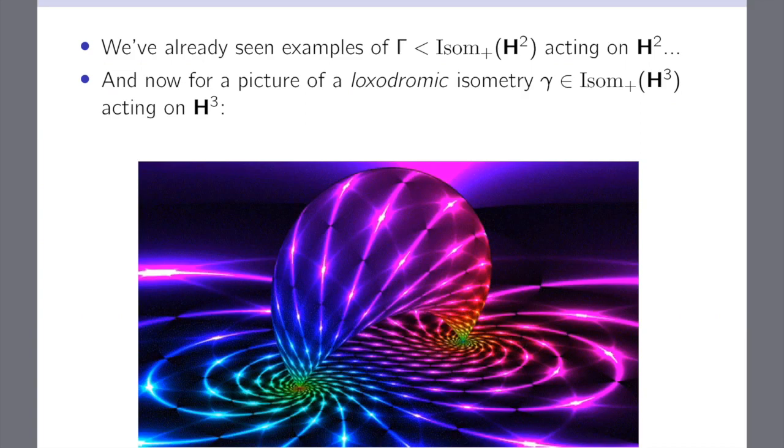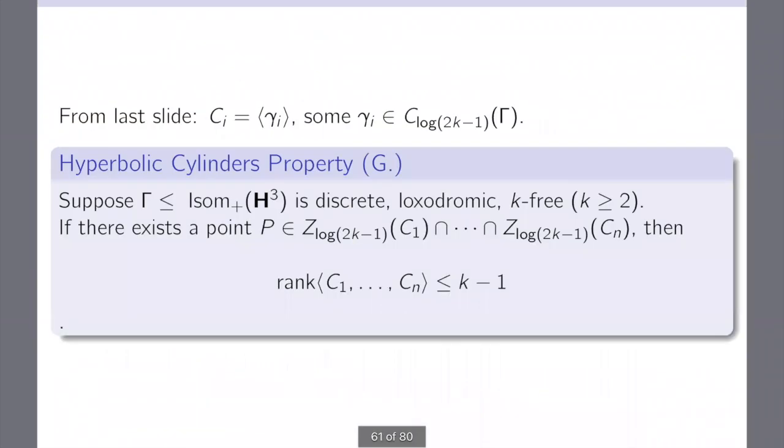But no matter how many of them I have that have non-empty intersection, what's true is that the rank of the group that's generated by their generating isometries cannot be too large. No matter how many intersecting bananas I have, the corresponding generating isometries cannot produce a group of rank greater than k minus 1. And that's the moral of this story here.